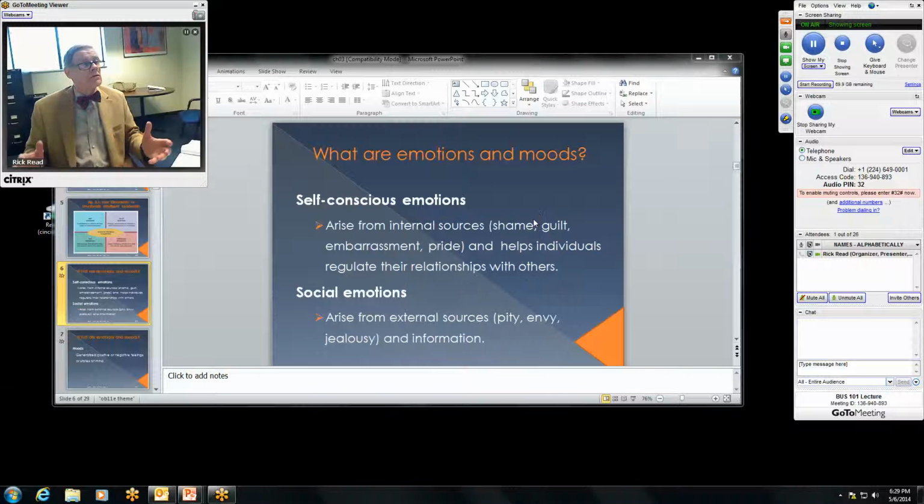Self-conscious emotions and social emotions. The first arise from internal sources. Notice what it talks about: shame, guilt, embarrassment, etc. It also has pride in there. And it helps us control our relationships with other people. And social emotions arise from external sources. So self-conscious emotions are internal, social emotions external. And remember, we can control the internal. We have absolute control over internal. We don't always have control over outside, external sources: pity, joy, envy, etc., and information.